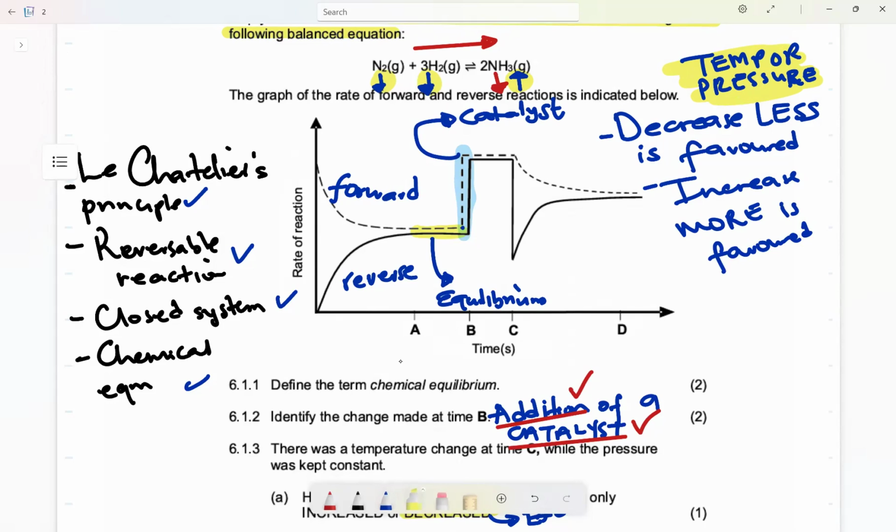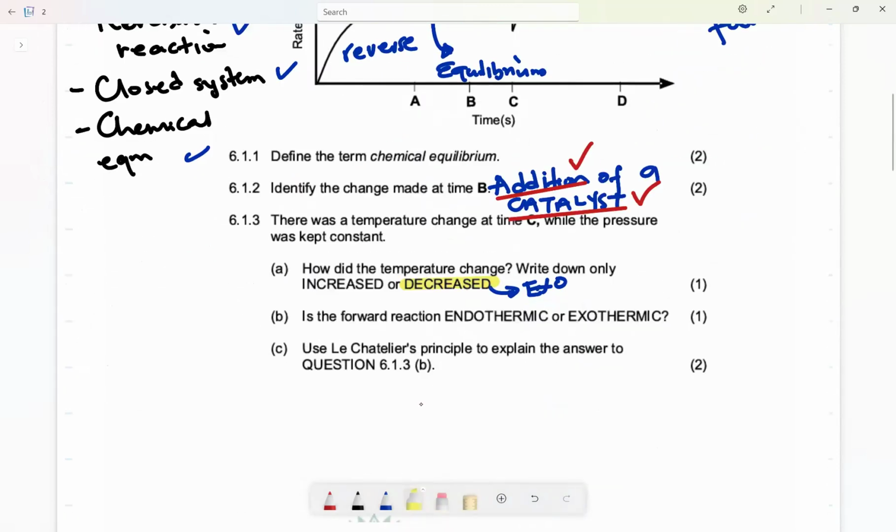So which one decreases less? The one that decreased less is the forward reaction. So it means the forward reaction was favored, right? But we know that a decrease in temperature favors what? It favors the exothermic reaction. So it means the forward reaction is an exothermic reaction, okay?